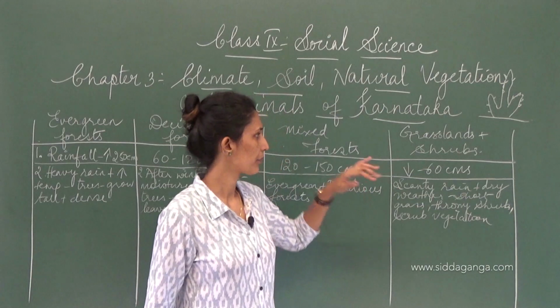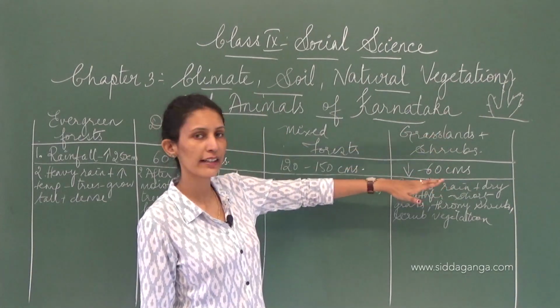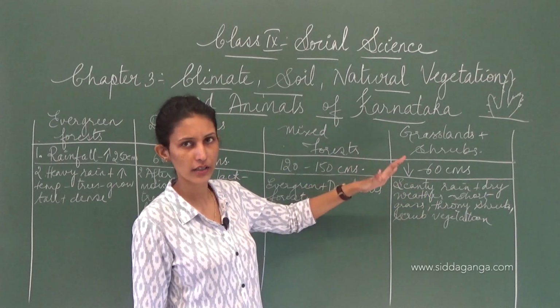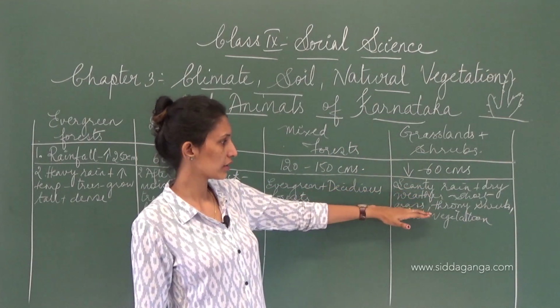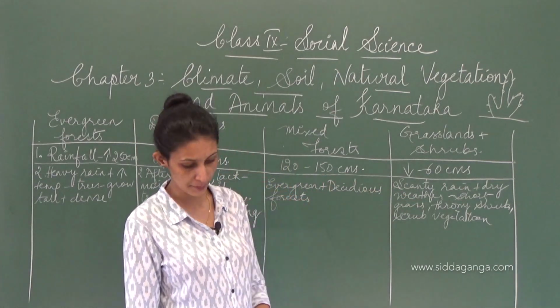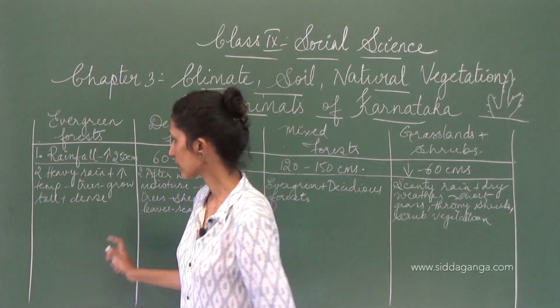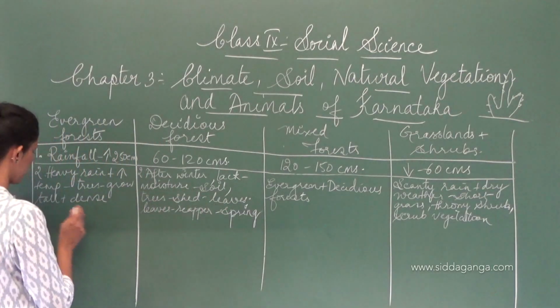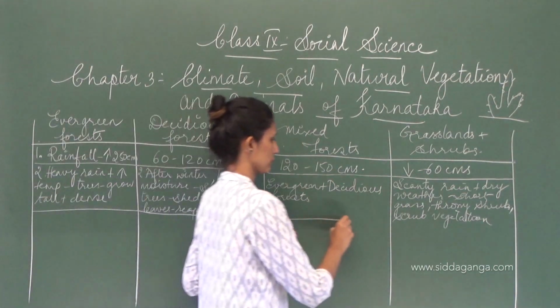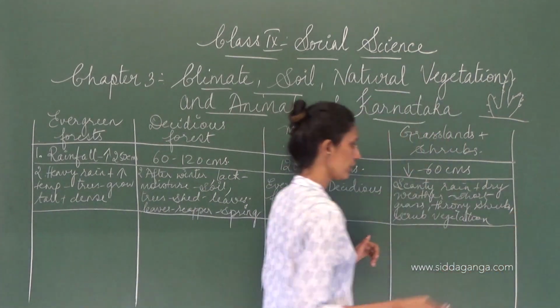Short ones. So what's here? Because of scanty rain, very little rain, and dry weather, very hot, very dry, short grasses grow, thorny shrubs and scrub vegetation. That's the second point. Okay, we'll move to the third point.